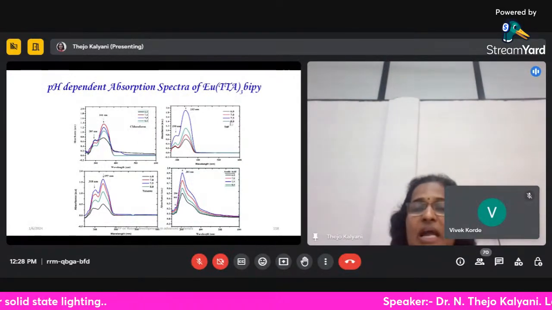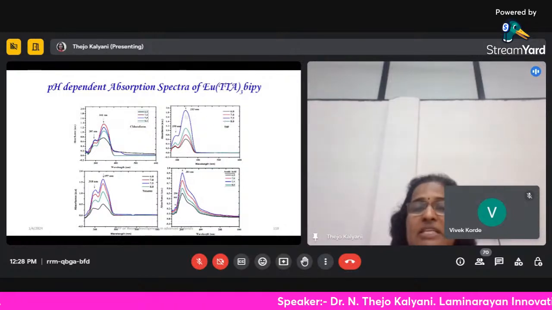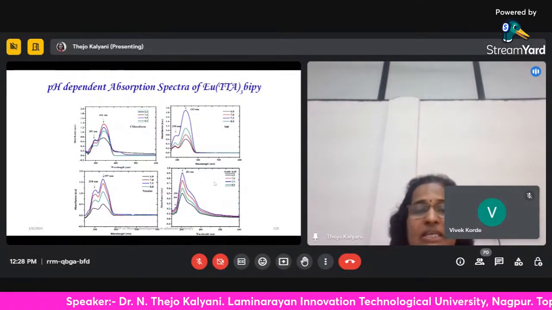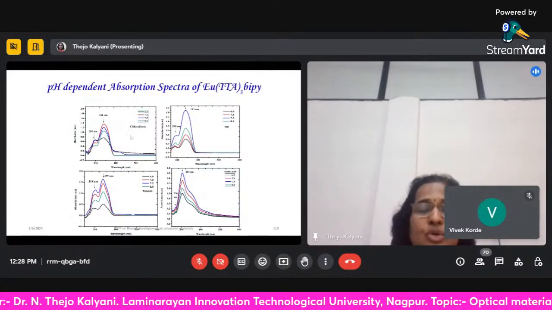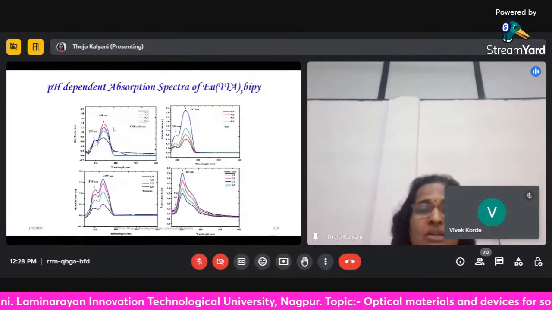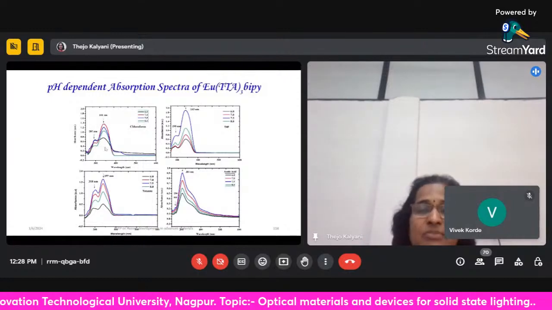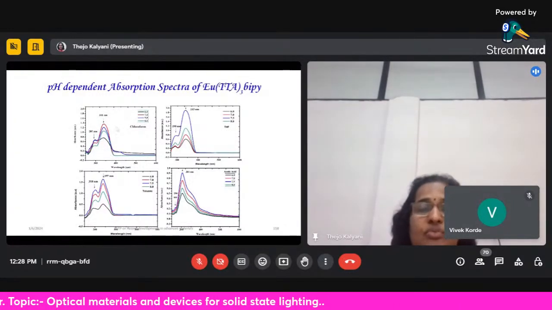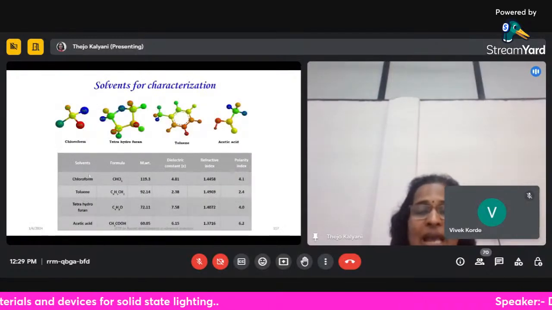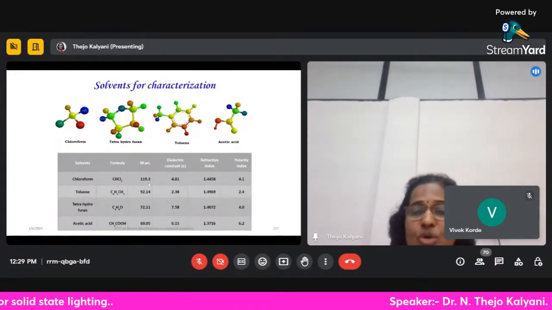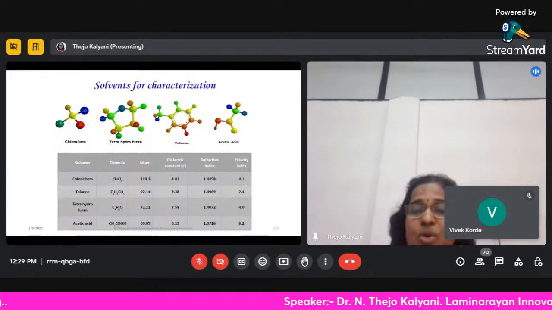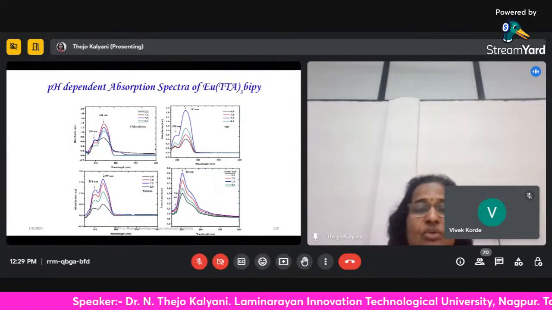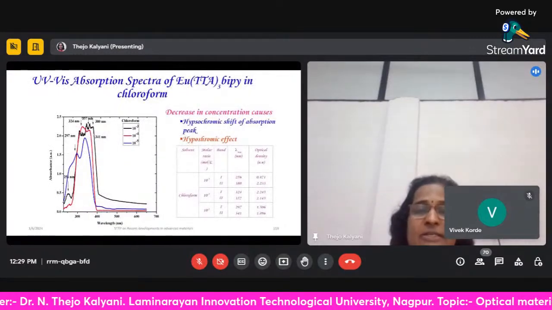And we have seen that at 7.5, the intensity is maximum for THF as well as toluene as well as the acetic acid. But in this case, maybe due to human error, we are not sure, at 7.5 we didn't get the maximum intensity, but at 7. But maybe because of the nature of this chloroform, if you can see the properties of it, it has chlorine, and you can see the molecular weight is also more. And among the polar solvents, its polarity index is also less.